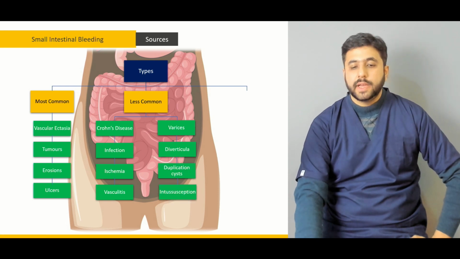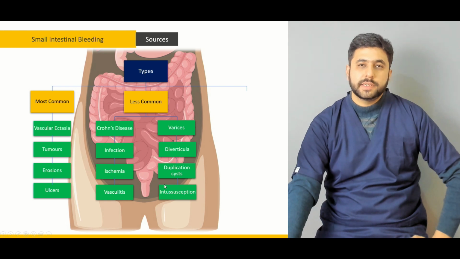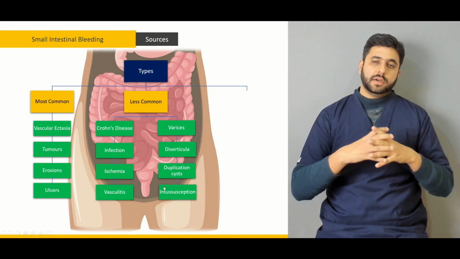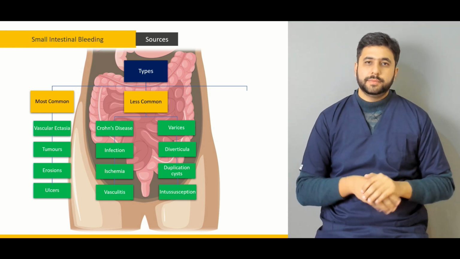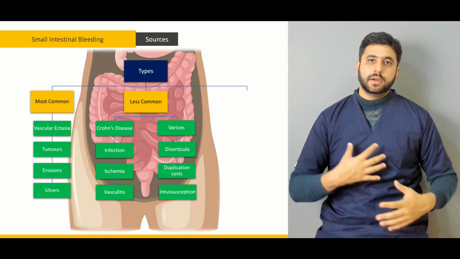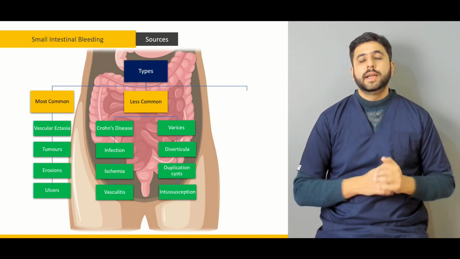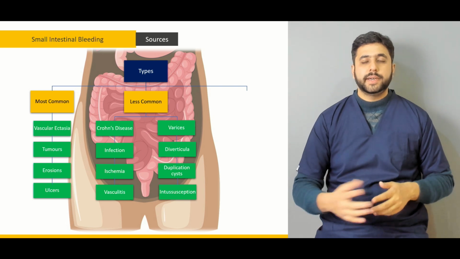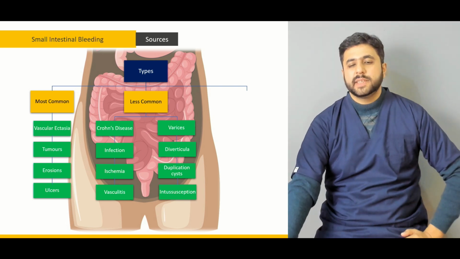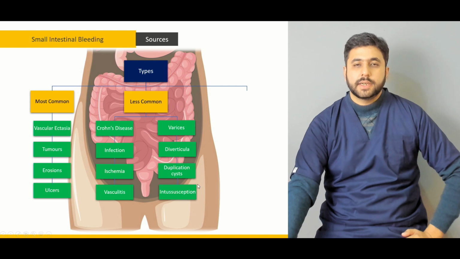Duplication cysts can form. And then intussusception, as you know. What is intussusception? It is telescoping of one segment of the bowel into another, and it is a common cause of pain in the abdominal cavity, especially in young children or the pediatric population. It is fairly uncommon in adults, but intussusception is an important cause.